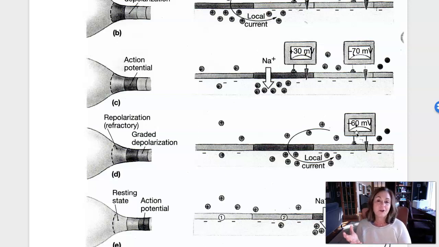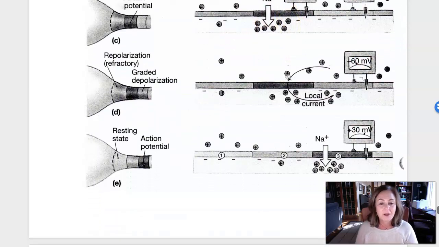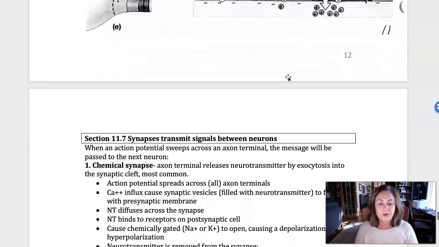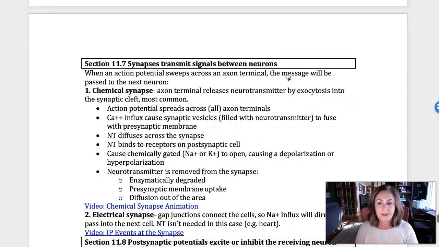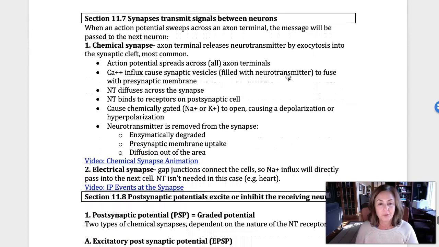Another analogy could be, say, if I wanted to leave the room. Maybe I could leave the room in 2 leaps, or if I had to cover every little piece of the floor, does that make sense? Then maybe it would take me 20 steps. It's just going to take me longer. So that's the difference between saltatory and continuous conduction down the axon.